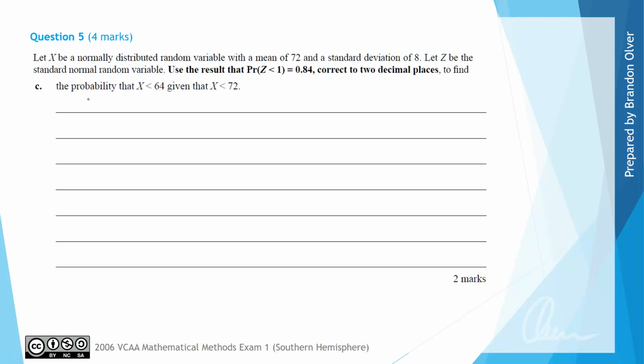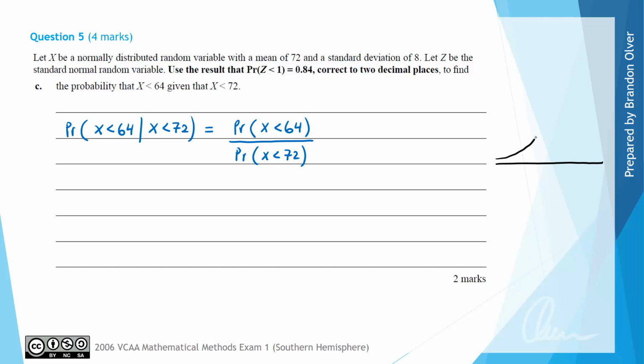Next, for part C, we want to find the probability that x is less than 64 given that x is less than 72. Using our knowledge of conditional probability, that is going to equal the probability of the intersection between the two, which is when x is less than 64, divided by the condition, which is the probability that x is less than 72.